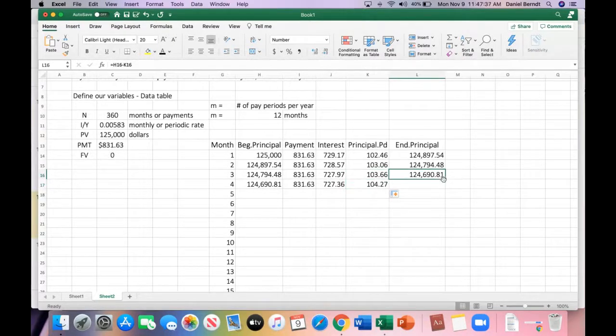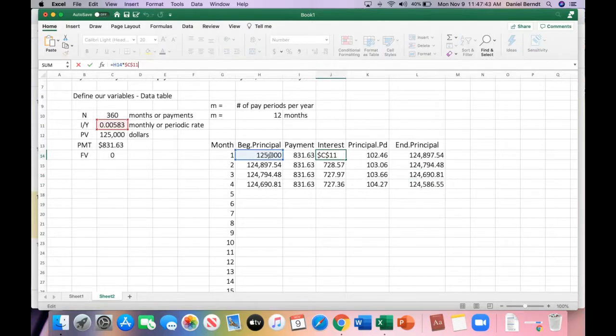The formula for interest is you cell reference. So you want to grab your beginning principal by cell referencing it, and then you want to multiply by the monthly rate, which is in our data table, and then you want to anchor it. So you want to put a $ in front of your letter and 1 in front of your number. Hopefully you can see that there.